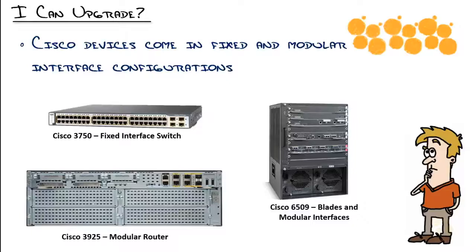So big picture, know that there are two types of Cisco devices. There's modular and there's fixed. Fixed interface devices are what they are. You get them from the factory and you put them in the rack and they start doing what they do. Now some of you might look and go, well, wait a sec, what about those guys? Yeah, you're 100% right. What about those guys?